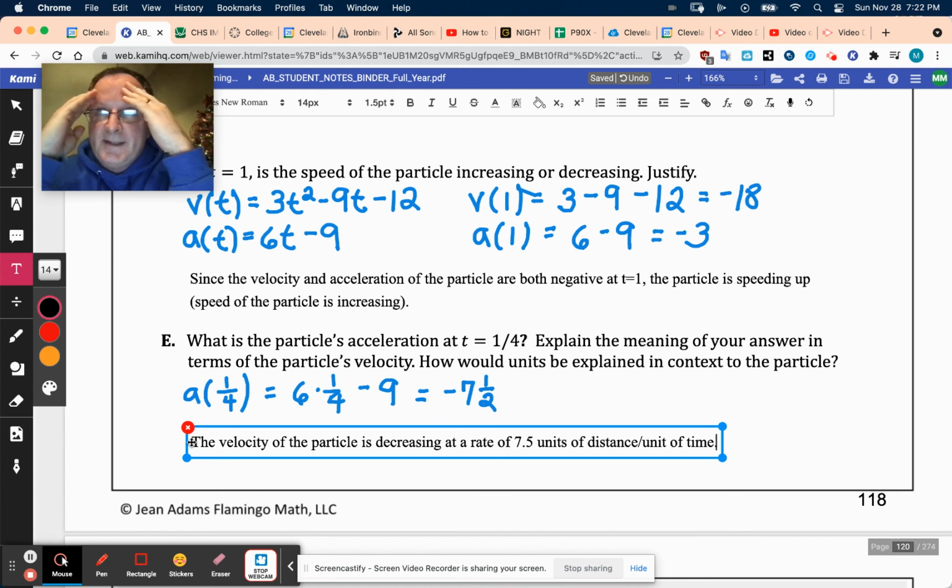It did ask us to talk about it in terms of velocity, not the position. Because if it was position, if it was feet in seconds, you would say feet per second squared. But what we just said is the velocity of the particle is decreasing at a rate of 7.5, I don't even know, feet per second, whatever that is. So I think that takes care of that one.